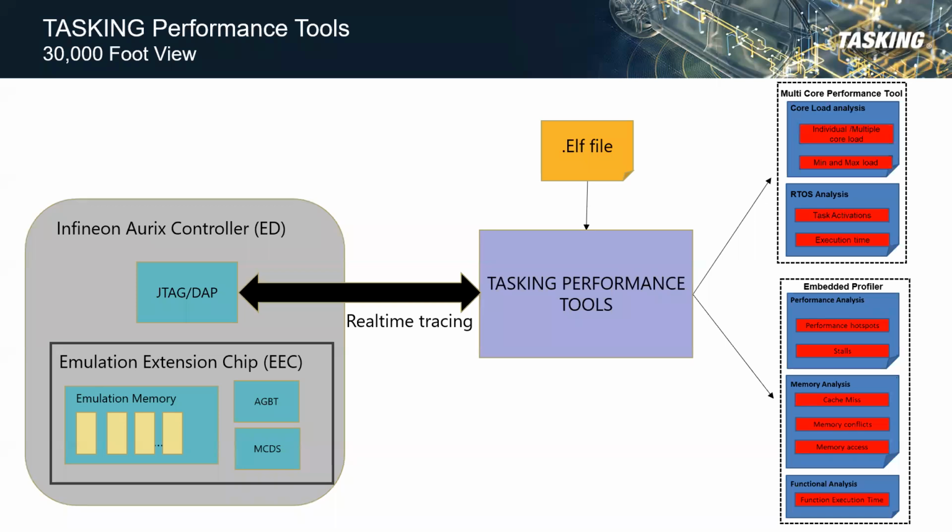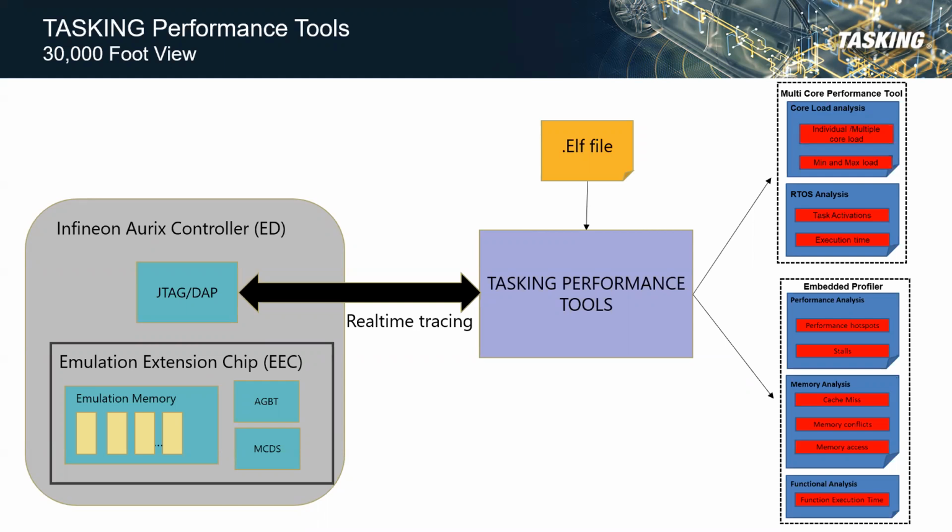Both tools are very easy to use. You just need to provide the application ELF file to this TASKING performance tool, and after that, you can do the analysis and profiling, as well as analysis on the multi-core performance tool. This method is purely hardware-driven. It is not software-driven. If you are making use of an application kit, a normal USB cable is enough. If you are making use of a custom board, then you need a mini wiggler, which is a low-cost debugger available from Infineon.